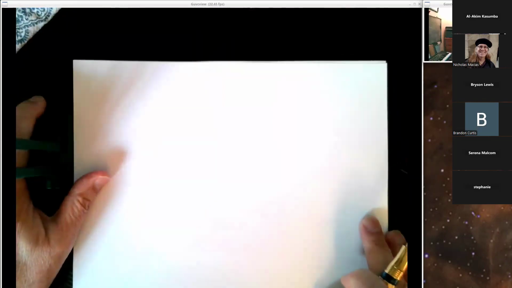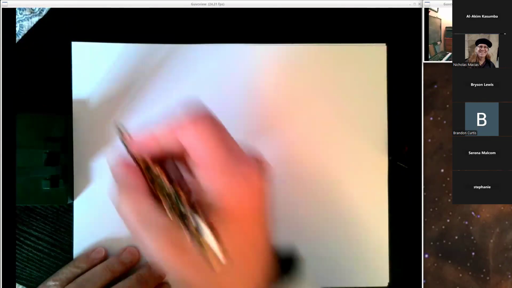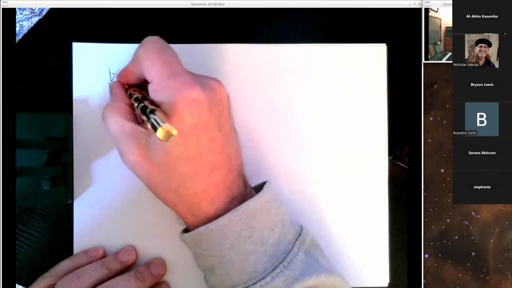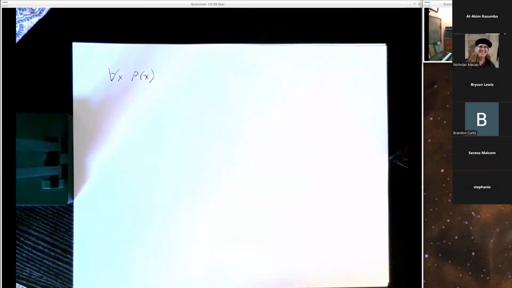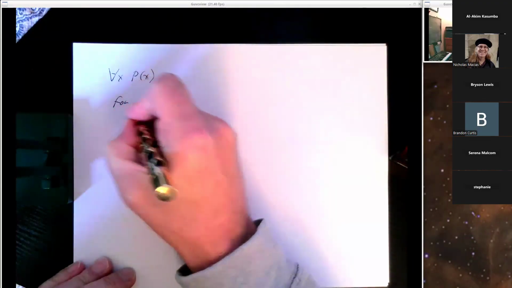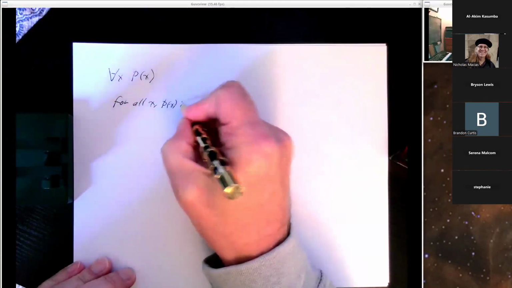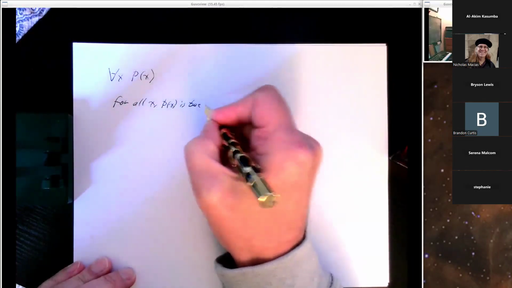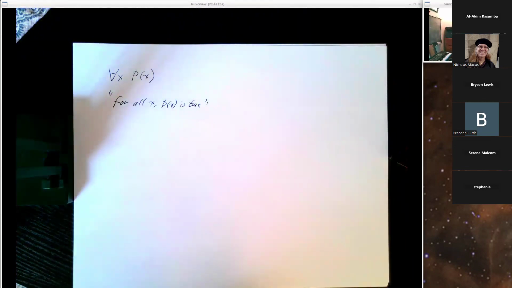So let's look at these a little further. This says for all x, p of x. I can be a little more explicit. For all x, p of x is true. When we just say p of x, we mean it's true.